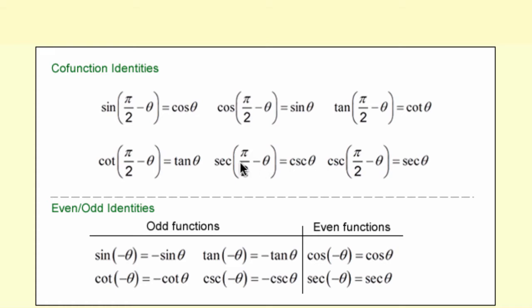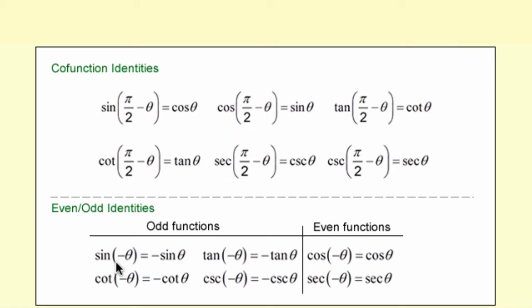Cofunction identities, these are buddy functions. Sine of pi over 2 minus theta equals cosine of theta. Cosine of pi over 2 minus theta equals sine of theta. Tangent of pi over 2 minus theta equals cotangent theta. And it continues on with the reciprocals. These are handy to use sometimes when you're solving equations and simplifying identities.